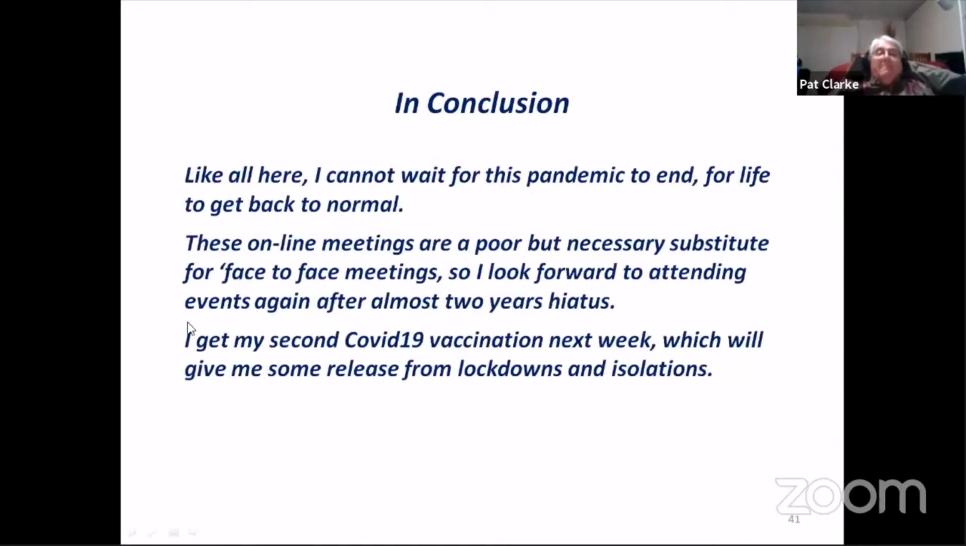Okay, like all of us, I can't wait for all this nonsense to finish and get back to the way life was. I will have my second COVID shot next Friday, and hopefully I can relax a little then. But currently I'm here in Sydney and we're facing a 14-day lockdown starting today. So it really is getting to be a complete pain in the neck.